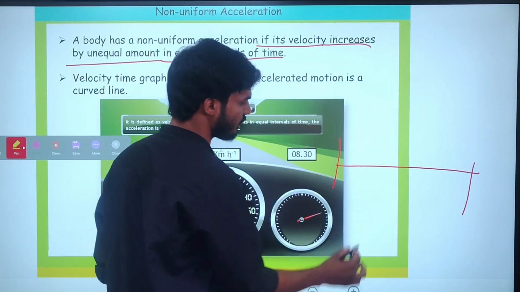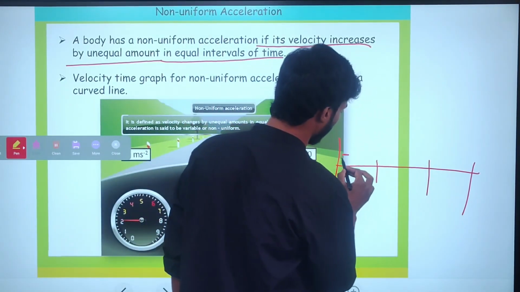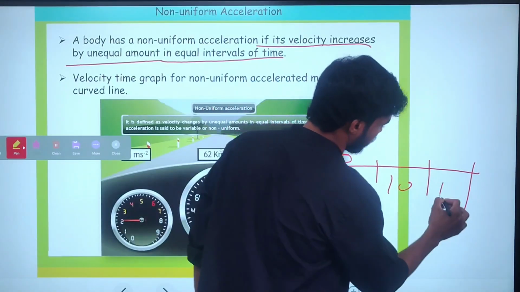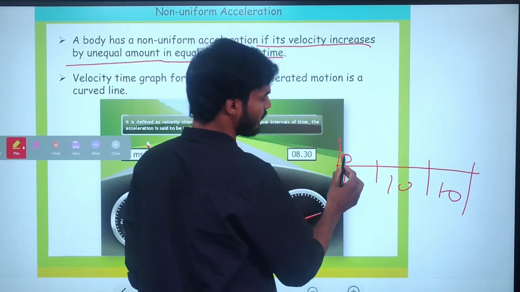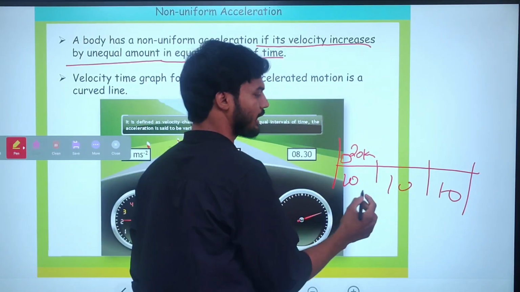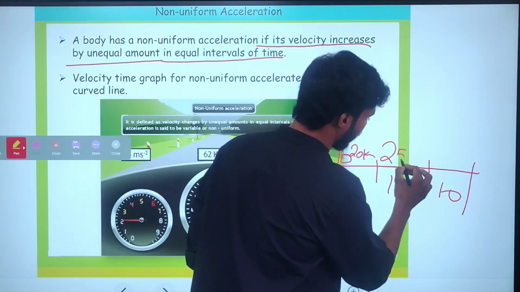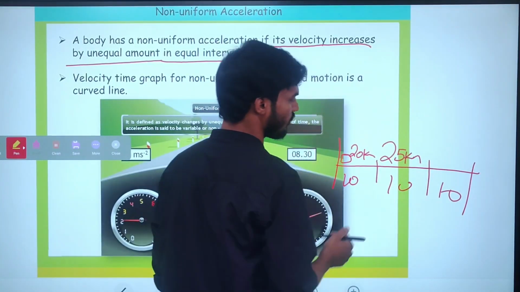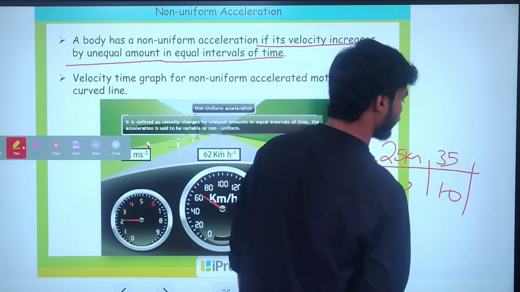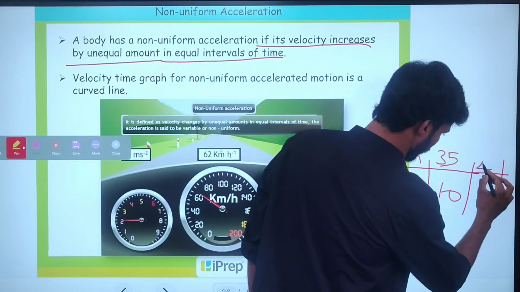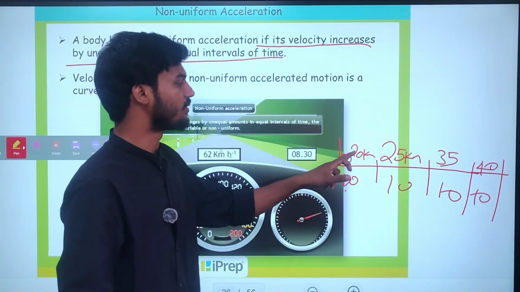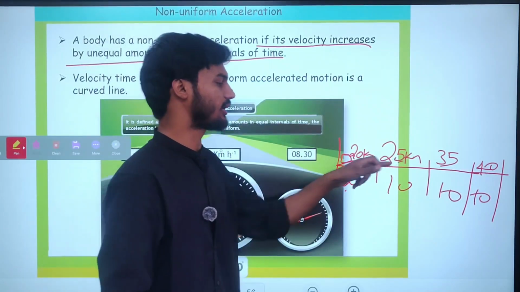Look here, a car is traveling a distance on a straight road. For the first 10 seconds, it went from 0 to 20 kilometers per hour. Next, in the following 10 seconds, the speed increased by only 5 kilometers per hour, to 25. Next it increases by 15, then 40. So with respect to time, the speed, the velocity, was different.